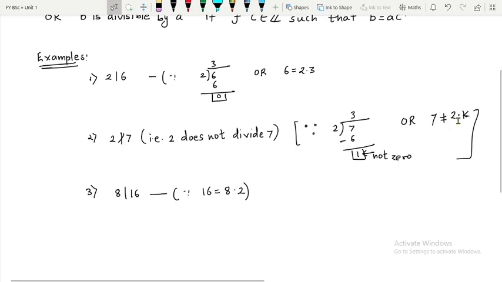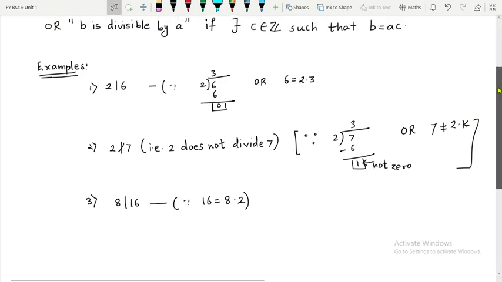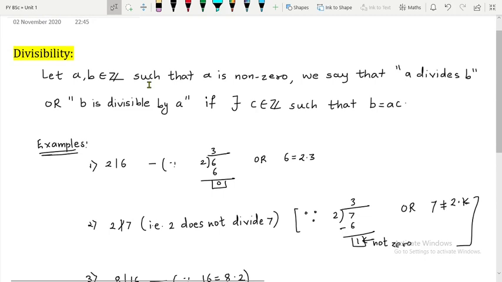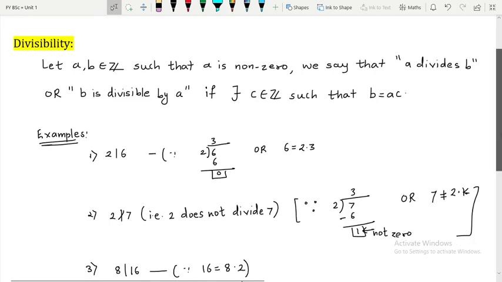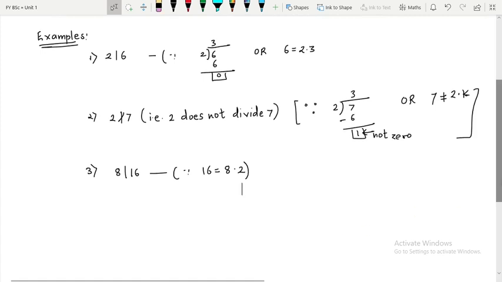Can you write 7 as 2 multiplied by some integer? No chance. It should be a fraction, right? It should be 7 upon 2, but that does not work in divisibility, because we are discussing divisibility in Z, that is the set of integers. So 2 does not divide 7. Now, a few more examples.